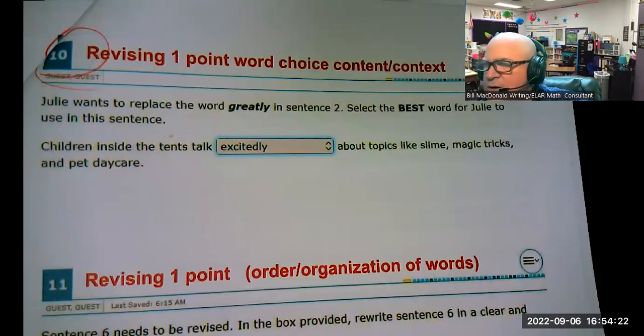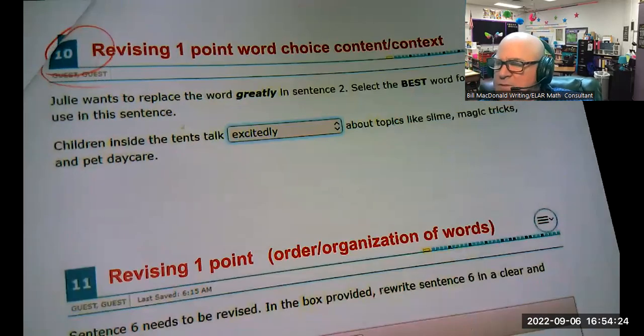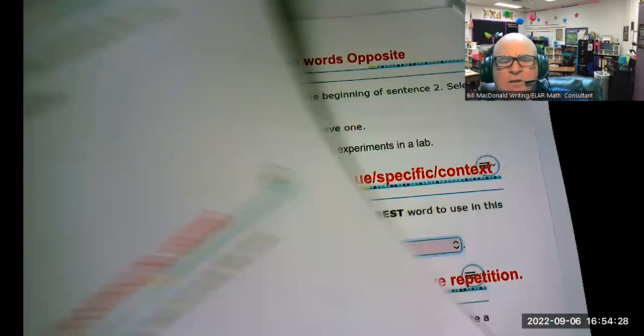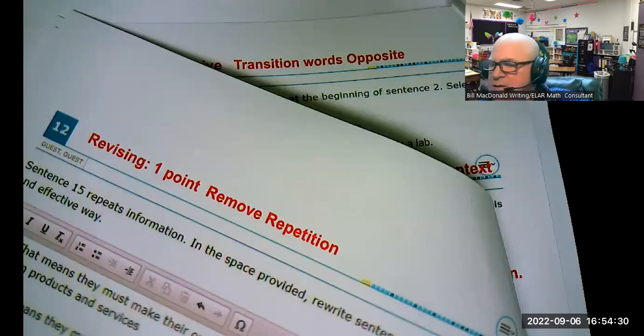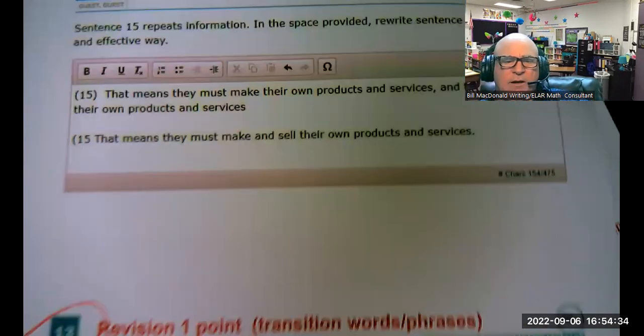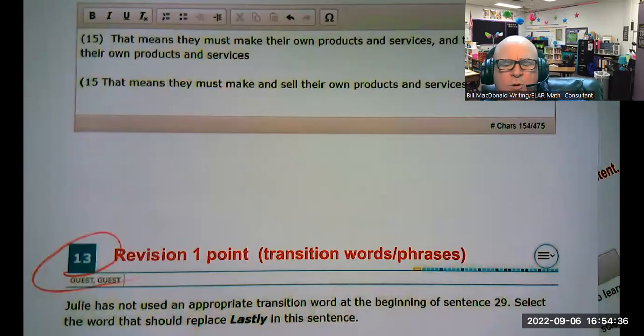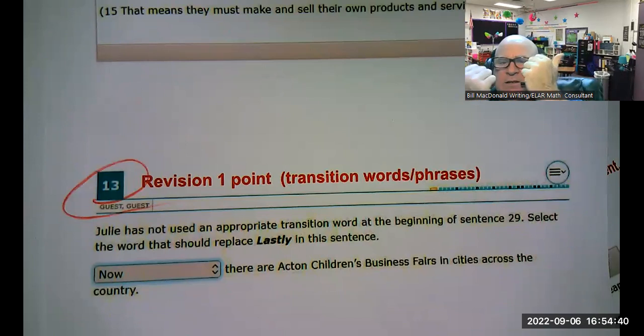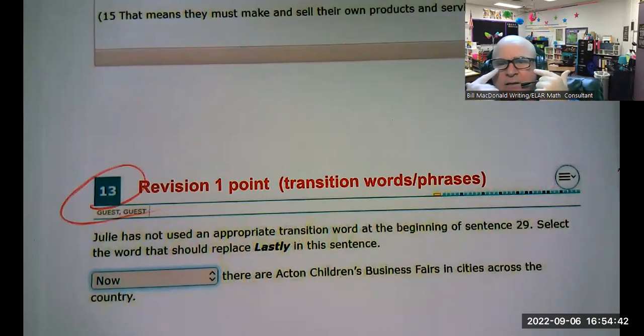And I'm skipping the ones that are not just the drop down word or phrase. The next one that we're going to look at is number 13 from 4th grade. Julie has not used an appropriate transition word when you move from one sentence to the next, or one idea to the next, or one paragraph to the next paragraph.